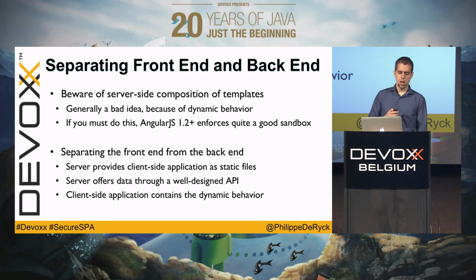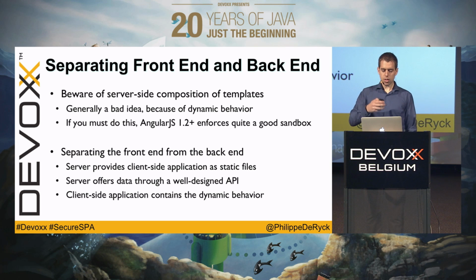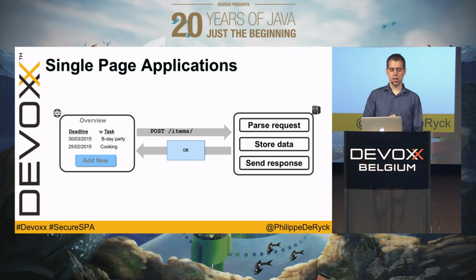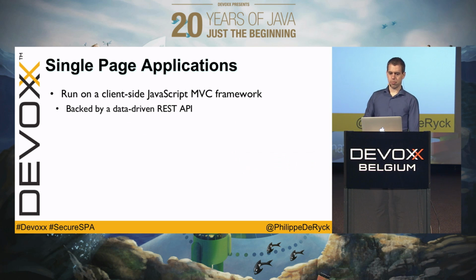If you separate them, the server's responsibilities are reduced. You have an API and you provide data. And the client-side application contains the dynamic behavior. It's an application, it processes data, and it gets the responsibility to deal with it. This means that the client will have to deal with it, and that's what we're going to look at next. We're going to look at real single-page applications, where the server simply sends data and processes data. The server has no context information, and the client will have to do everything to take care of cross-site scripting.